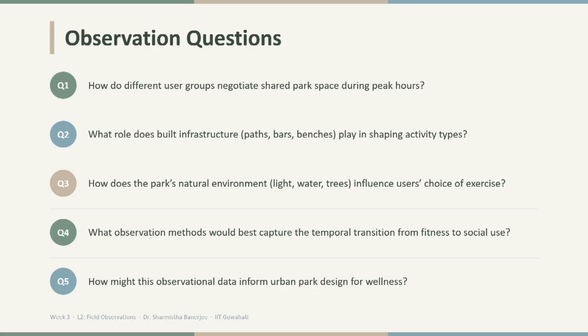The last question that you see is basically the main objective of the study. I want to redesign public park spaces so that they are more effective. And in order to do that, I am conducting this entire observational study.